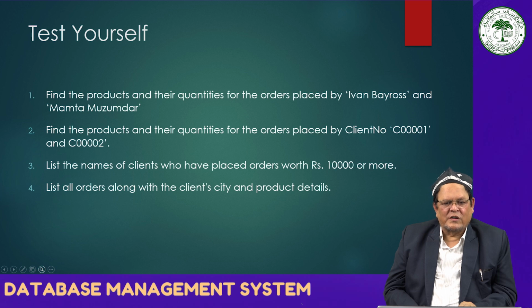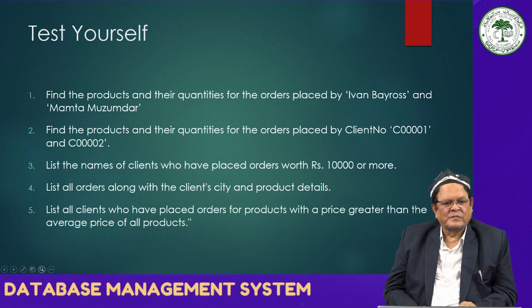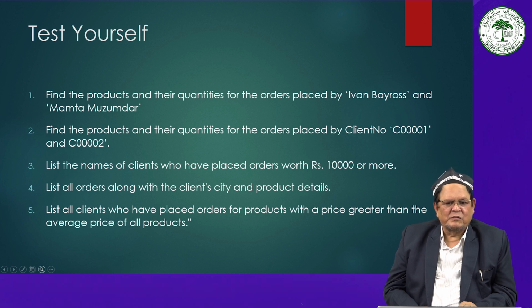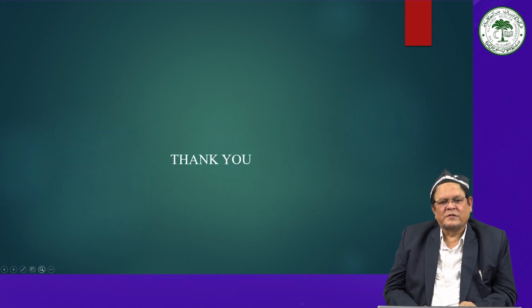List all orders along with the client city and the product details. List all the clients who have placed an order for a product with a price greater than the average price of all the products.